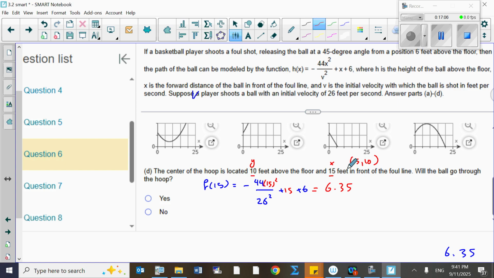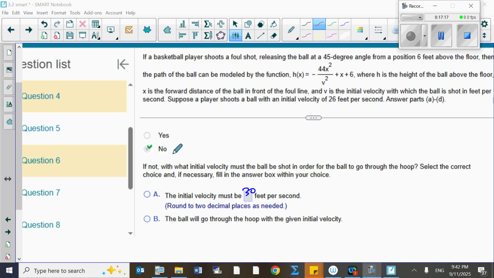So as you see, when x is 15, y is not 10, it's 6.35. That means the ball is not going to pass through the hoop. Then it's asking us, if not, with what initial velocity must the ball be shot in order for the ball to go through the hoop?